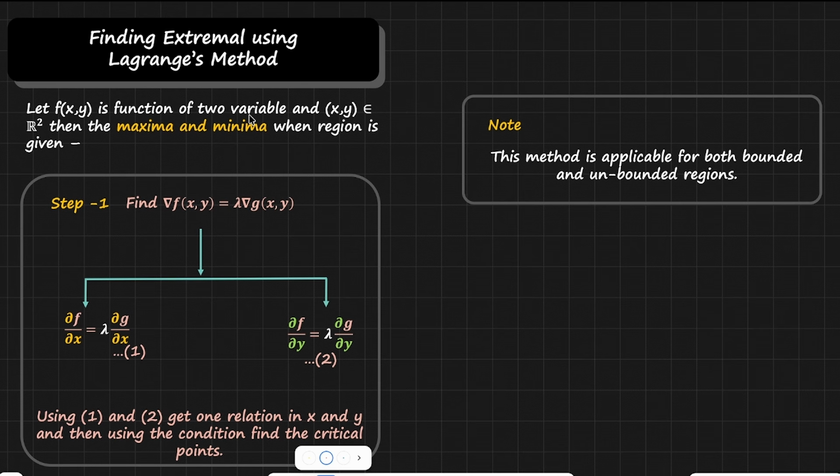Just try to understand. In this we are using the concept of slope. This is the gradient basically. So the gradient of f equals lambda times the gradient of g. We are constructing a new function. g is the condition basically. So you have to find two different things. First of all, the partial derivative of f with respect to x equals lambda times the partial derivative of g with respect to x. Another equation will be the partial derivative of f with respect to y equals lambda times the partial derivative of g with respect to y. Using both equation number 1 and equation number 2, get one relation in x and y, and then using that condition find the critical point.